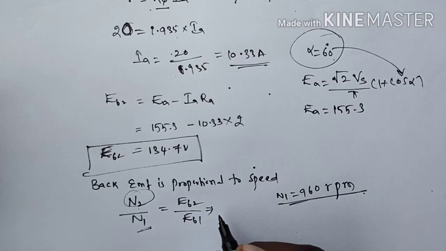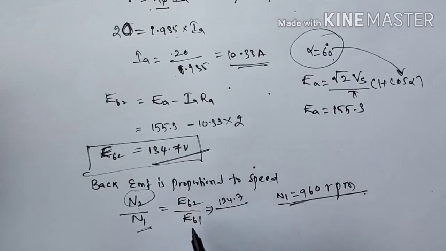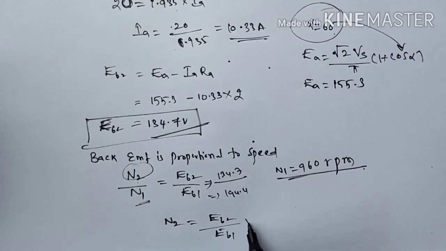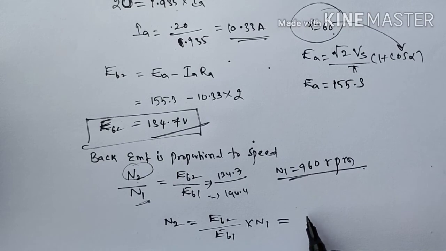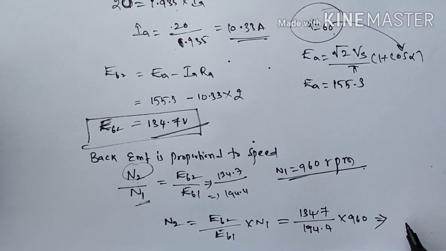Do you know the EB2 value? It is 134.7. Do you know the EB1 value? Yes, from the starting, that is 194.4. Now you substitute in the N2 formula, that is EB2 by EB1 into N1. So 134.7 by 194.4 into 960. After substituting all these values, you will get the answer as 665 RPM.